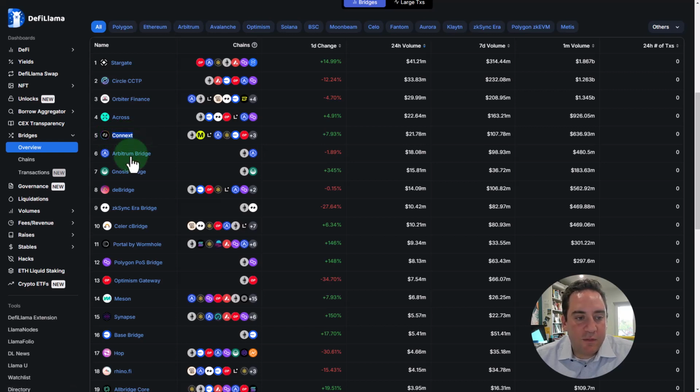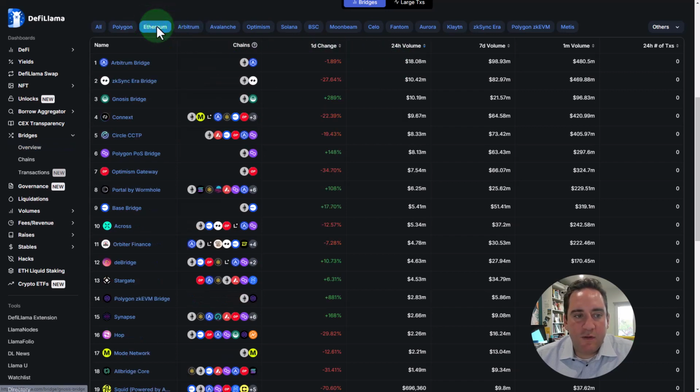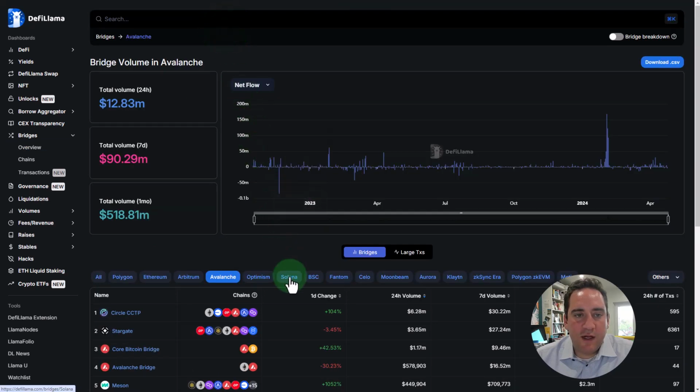And there's Arbitrum Bridge, there's the Aptos Bridge, there's Optimism Gateway. So these are the main bridging solutions. You can see the cumulative volume being transferred. And then you can look at it for one specific blockchain if you're focusing on Ethereum or Avalanche or Solana.